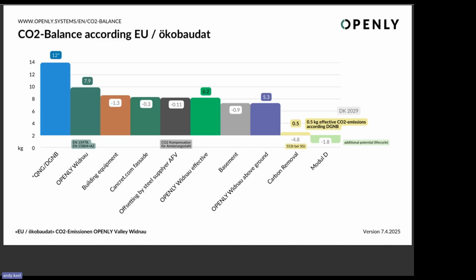But when we look at the effective figures we achieved, we will arrive at around 6 kilograms CO2 per square meter. So meaning today with the construction system, we already meet the target of Denmark in 2029. And then, of course, we have the carbon removal, these 552 tons of valley Wittnau. And when we deduct this value, we almost achieve net zero.